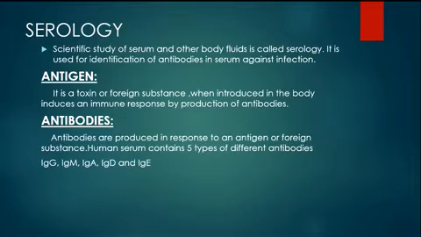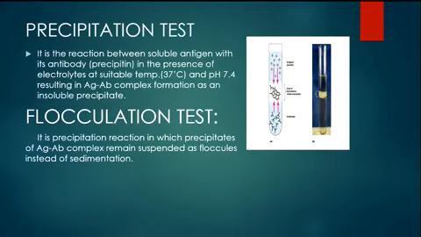Antigen: it is a toxin or foreign substance that, when introduced in the body, induces an immune response by the production of antibodies. The antibodies are produced in response to an antigen or foreign body. Human serum contains about 5 types of different antibodies: IgG, IgM, IgA, IgD, and IgE.